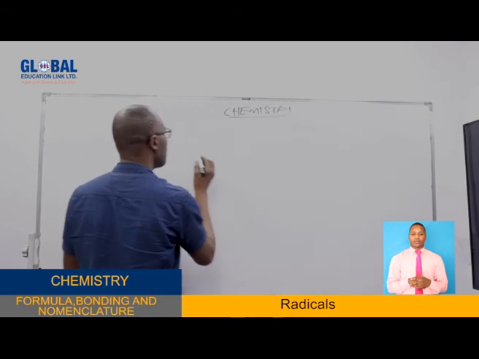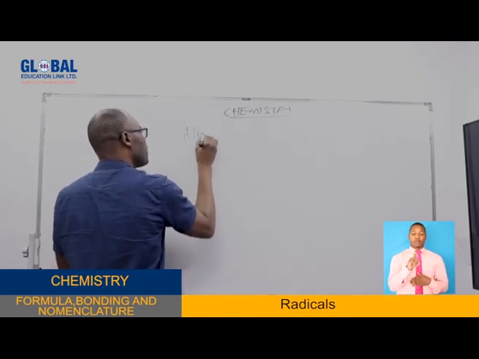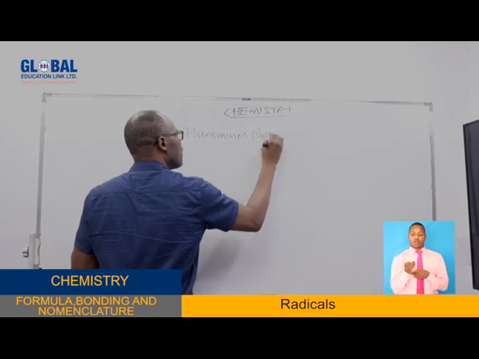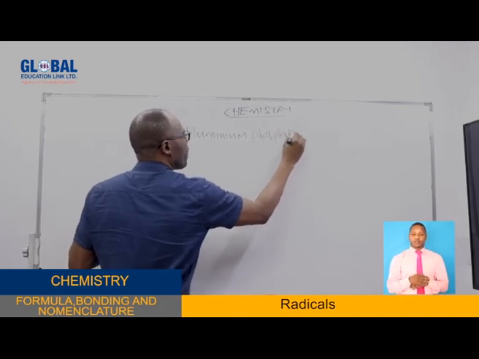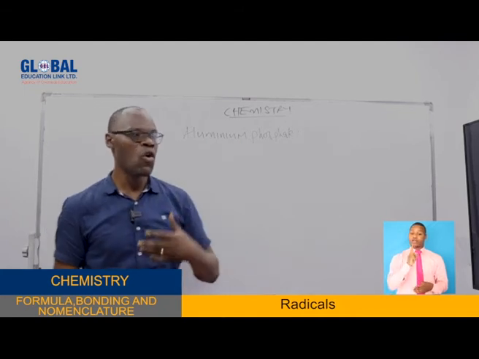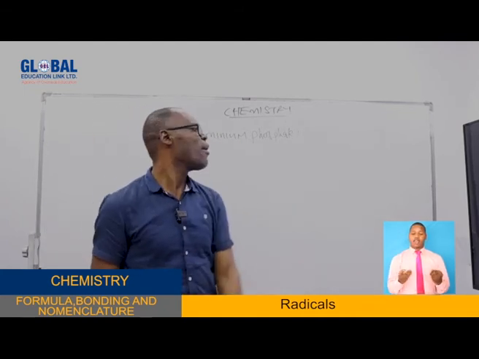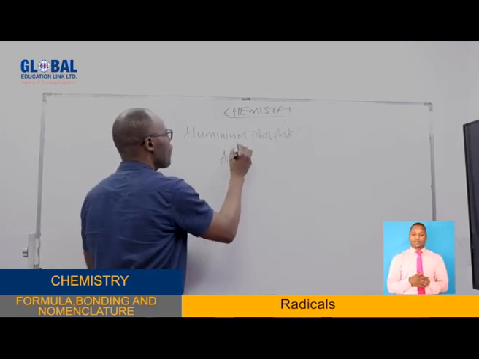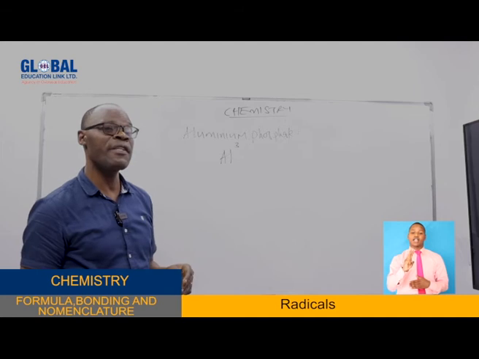We have aluminum phosphate. Here, aluminum is a metal. It does not have any variable oxidation state, so we take it as a normal metal. So we have aluminum with a valency of 3, because aluminum has 3 electrons in the valence shell.